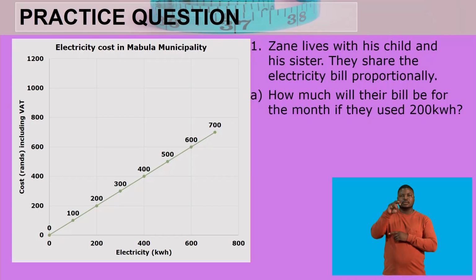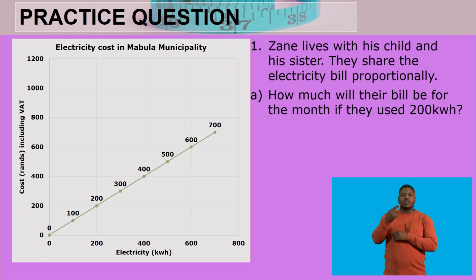This is our math literacy practice and application section based on tariffs, specifically the municipal and the telephone tariffs. The first practice question is: Zain lives with his child and his sister. They share the electricity bill proportionally. A says, how much will their bill be for the month if they used 200 kilowatt hours?